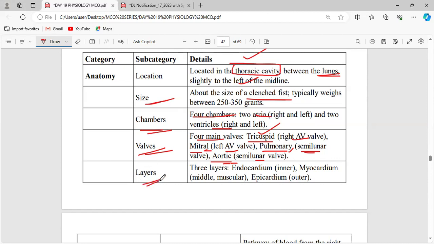And how many layers are present in the heart? The inner layer is called the endocardium, and the middle layer is called the myocardium, which is entirely muscular, particularly cardiac muscle. And the outer layer is called the epicardium. We can also say the pericardium.